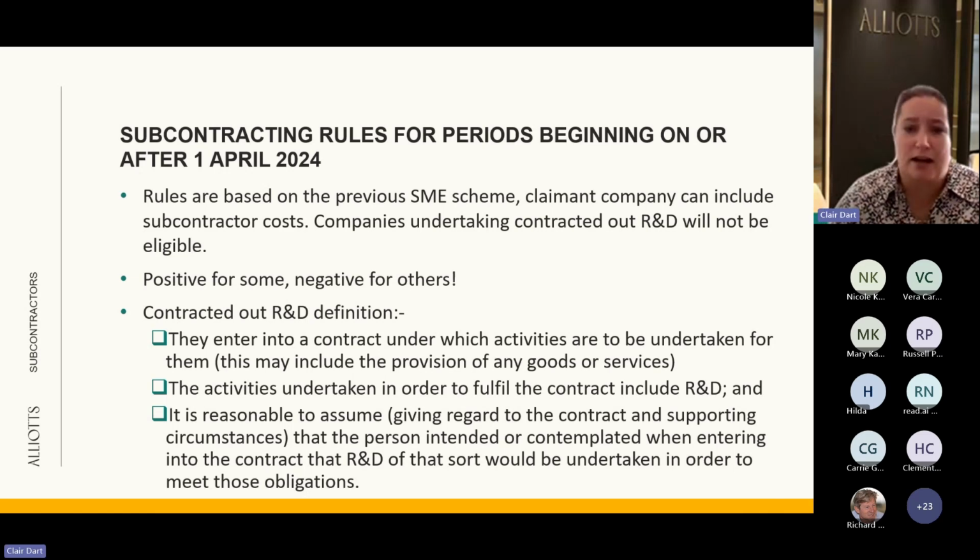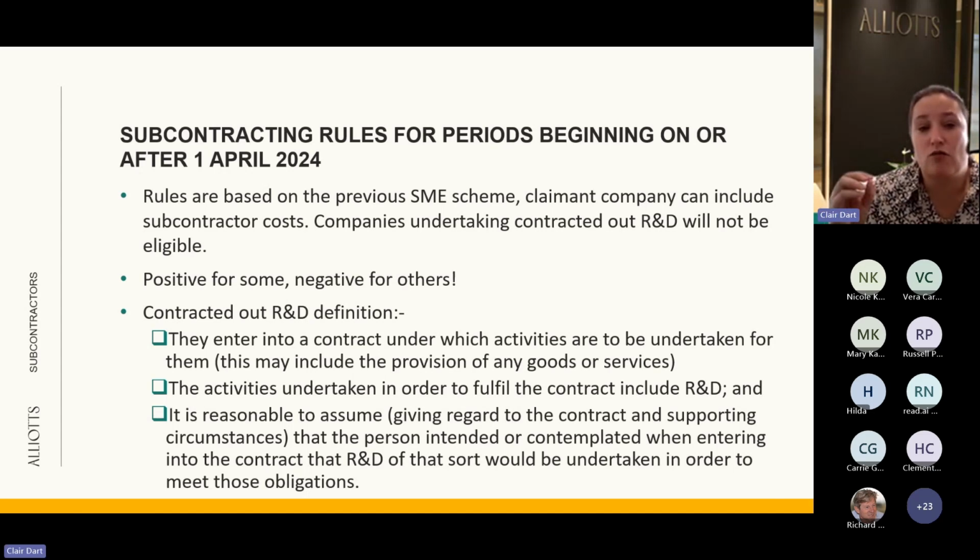The new rules for subcontractors apply for periods beginning on or after the 1st of April 24. So if you have a calendar year end 31st of December, then this would apply from the 1st of January 25. So we've still got a bit of time to do some planning, and you might need to do some planning. The new rules are based around the previous SME scheme, which allowed costs of subcontractors to be claimed as qualifying costs. So where you have a company that is carrying out the contracted out work, they won't be eligible to make the claim. It will be the one that actually instructed that work to be done that's eligible.